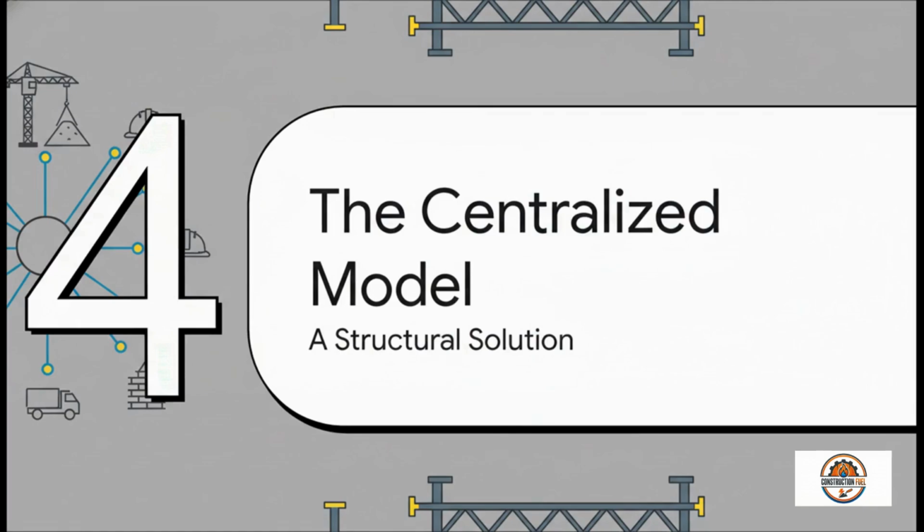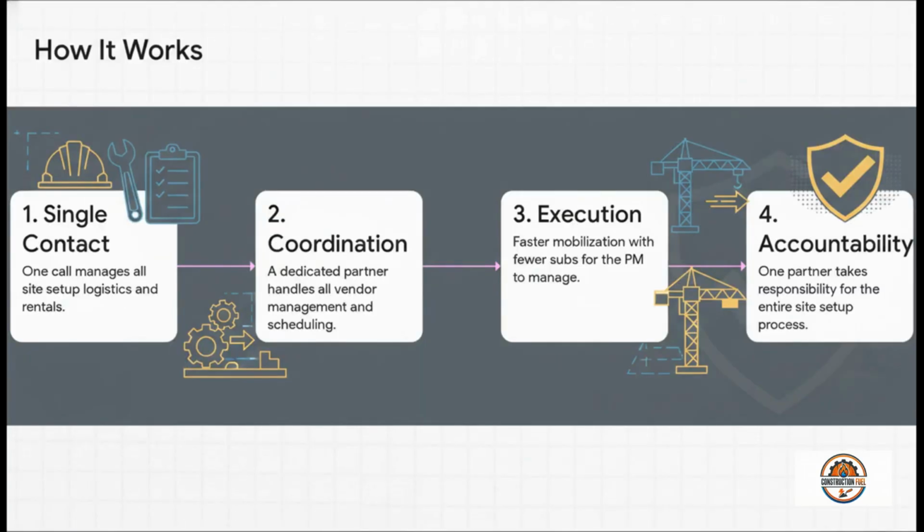So the solution isn't to just get better at juggling. The real answer is to change the system entirely. And that's where a centralized model comes in. It's a true structural solution to this whole mess. It's actually pretty straightforward. First, you get one single point of contact. One call handles all your site setup and logistics. Then, that dedicated partner takes over all the vendor management, the scheduling, the invoicing, all of it. This makes execution so much smoother, which means you can mobilize faster. And the most important part, you get clear, undeniable accountability. One partner is responsible for getting that site ready to go, period.